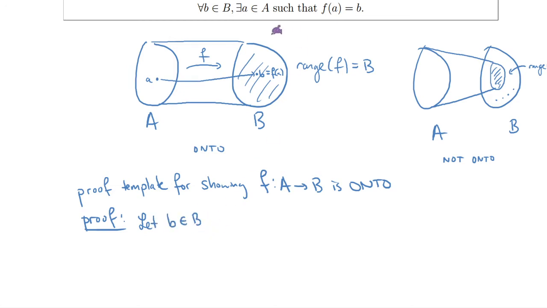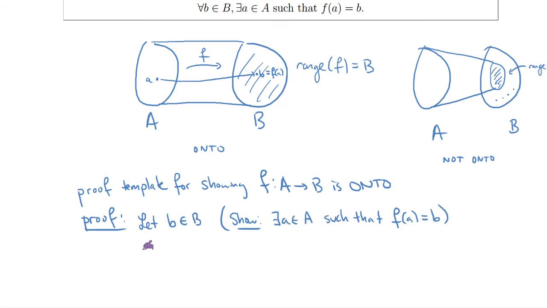That's our assumption. And then what you're going to do is show that there actually exists, right? So you can write that if you want. You don't really need to, though. So show there exists an a in A such that f of a is equal to b. You don't actually need to write this show part out. The next step in the template would be that you would exhibit an example of such an element.